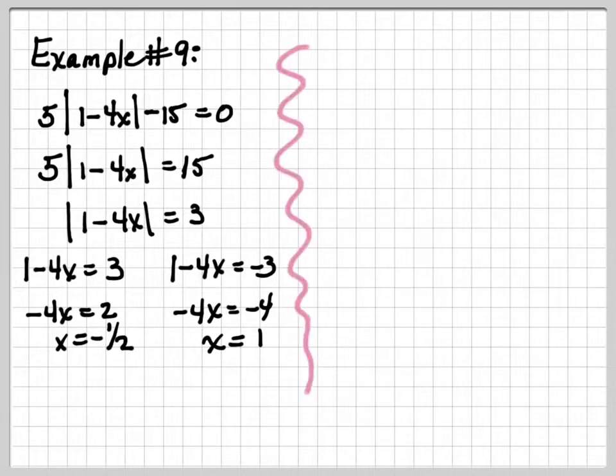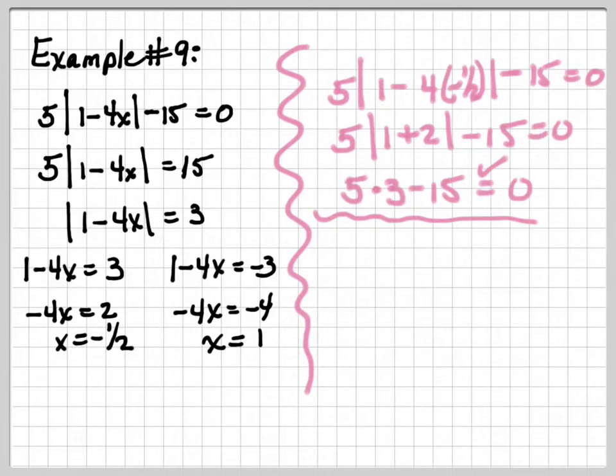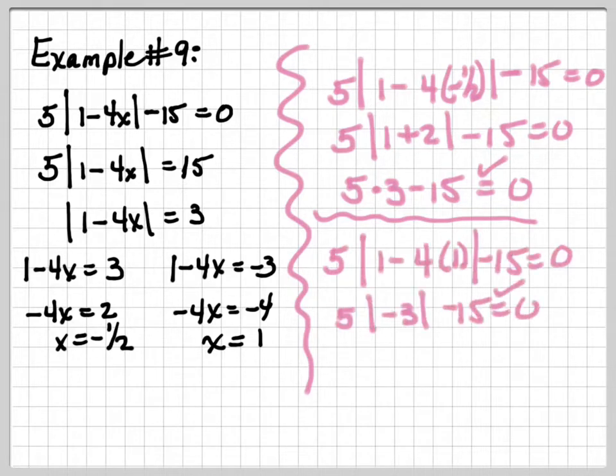And I need to check them. If I have negative 1/2, when I work this out, I get 15 minus 15 is 0. So negative 1/2 does work. And when I use my 1, I have 5 times 3 is 15 minus 15 is 0, so that one works too.